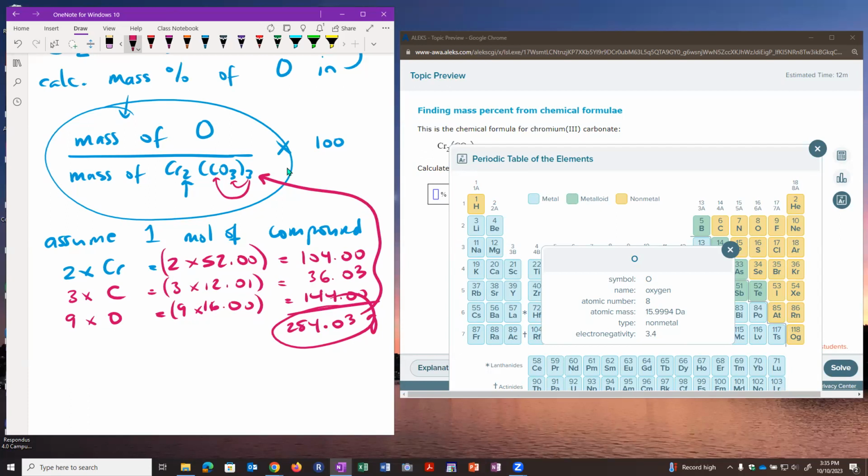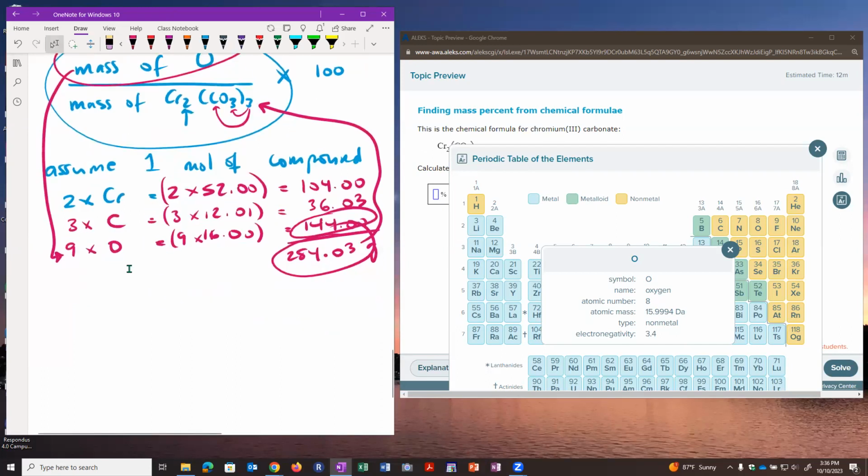Well, guess what? We already figured out the mass of the part, the mass of the oxygen. That's this thing, which we figured out was 144. So we actually have all the parts to this question already figured out. We just need to do the correct operation. So the mass percent of oxygen would be the mass of the oxygen in 1 mole, 144.00 grams, divided by the mass of 1 mole of the entire thing, which we found as the molar mass, 284.03. And as a percentage, we're going to multiply that by 100.